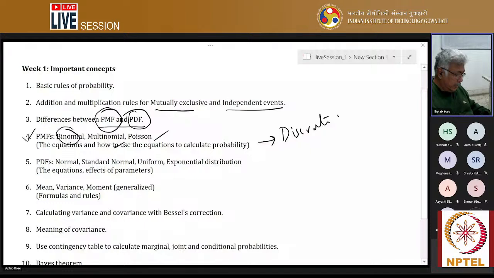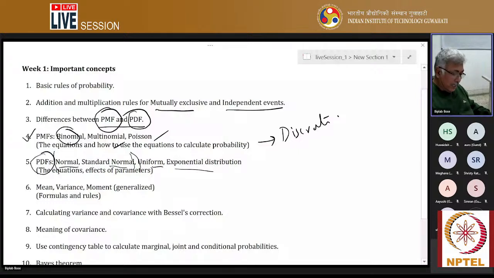right? Whereas normal distribution, standard normal distribution, believe me, if you are using any statistics in your work, you are already using them. Unfortunately, possibly without understanding the meaning of it. And then we learn about uniform distribution, exponential distribution, and their PDF.